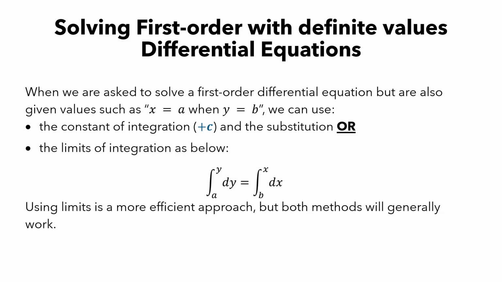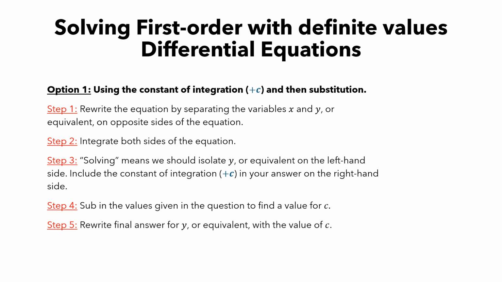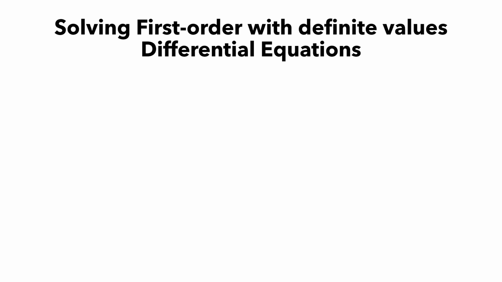However, if you want to use the plus C method, here are the steps. So feel free to screenshot this and you have it. So you're going to basically work through the way we did, and then similar to the method you use in maths, you're going to sub in your values for x and y to find a value for c, and then you rewrite your answer. It's absolutely fine, but it is not the most efficient method. It is slow. So instead, we're going to use option 2, which is using limits of integration. It is just so neat and tidy.